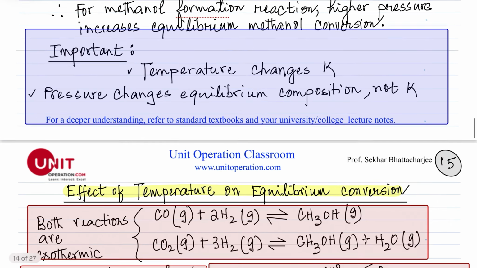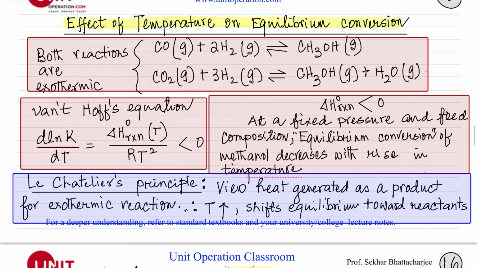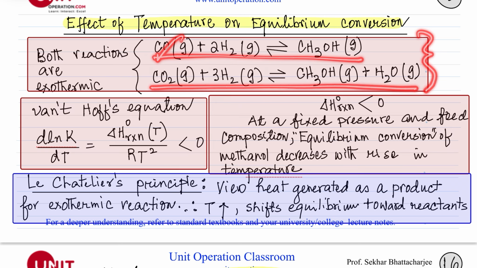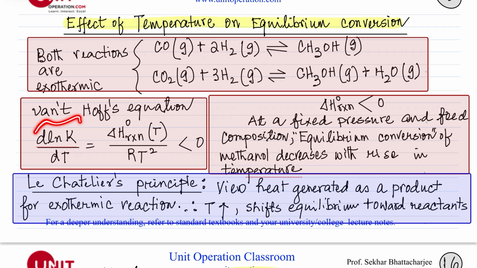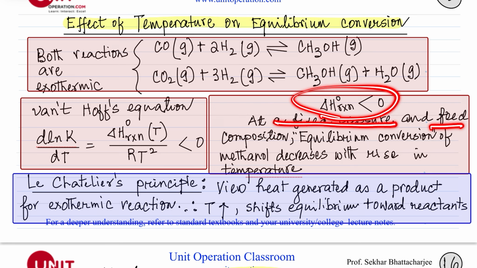Okay. Effect of temperature on equilibrium conversion for methanol formation. So these are the two reactions we have seen for methanol formation. Carbon monoxide and carbon dioxide, which are both present in syngas, can produce methanol depending on the catalyst. Van 't Hoff's equation is used to calculate the effect of temperature. As you can see, this is an exothermic reaction, so that's negative. At a fixed pressure and feed composition, equilibrium conversion of methanol decreases with rising temperature.